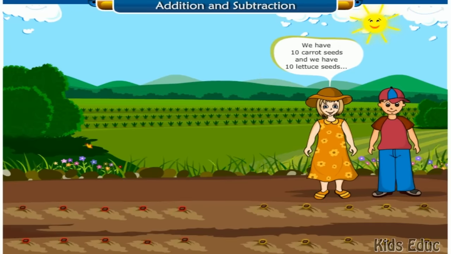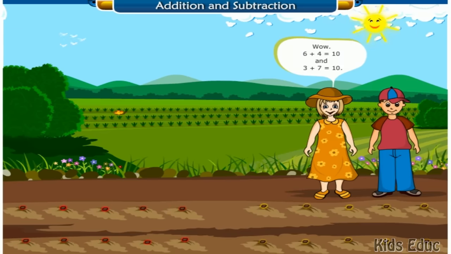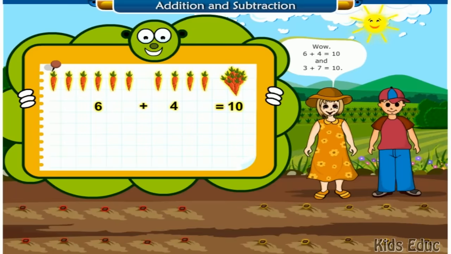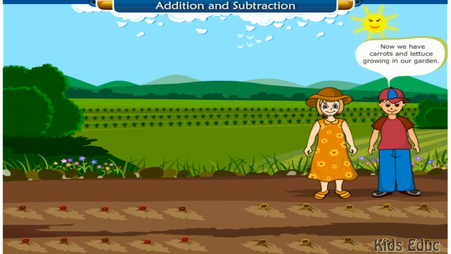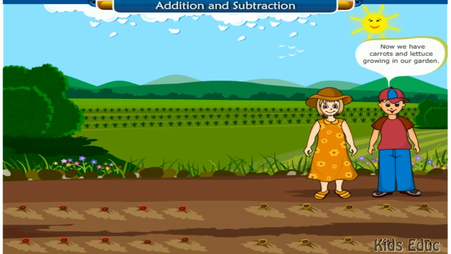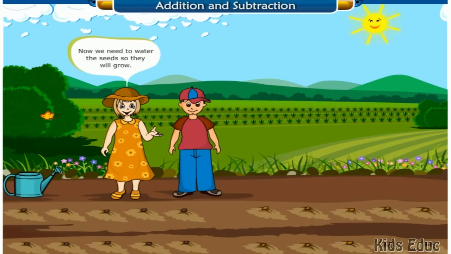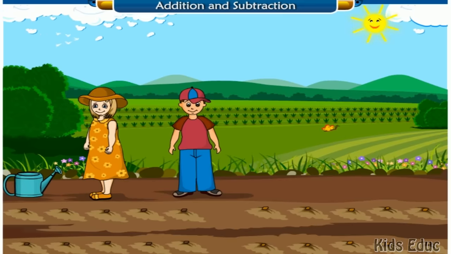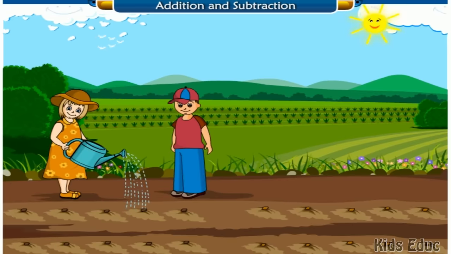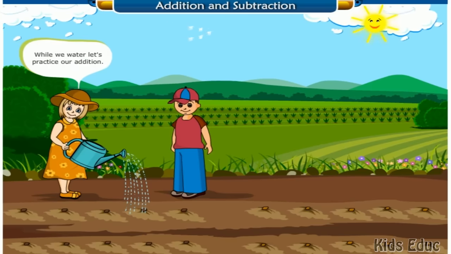We have 10 carrot seeds, and we have 10 lettuce seeds. Wow! 6 plus 4 equals 10, and 3 plus 7 equals 10. Now, we have carrots and lettuce growing in our garden. Now we need to water the seeds so they will grow. While we water, let's practice our addition.